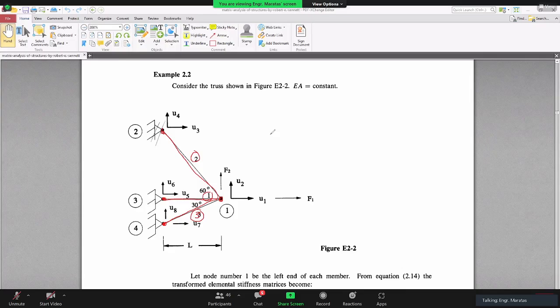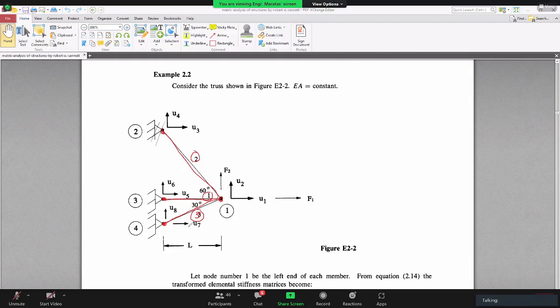Okay? So what we will do now is establish the individual or elemental stiffness matrices. Then after that, we have to combine them to form the structure stiffness matrix. So it's actually quite procedural. This matrix structural analysis is very easy to program on the computer. So the purpose of the matrix is for computer programming.